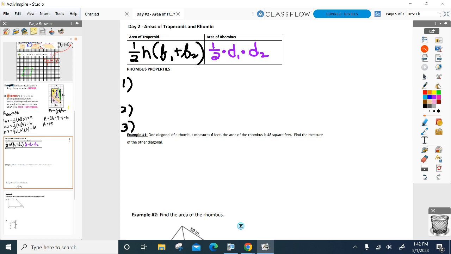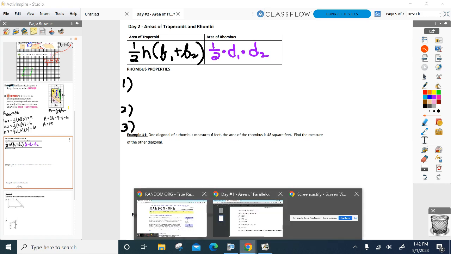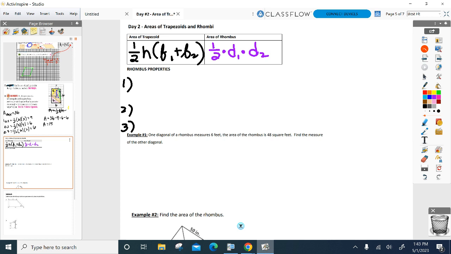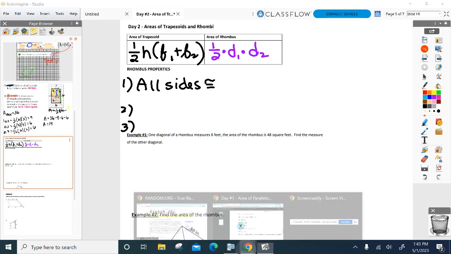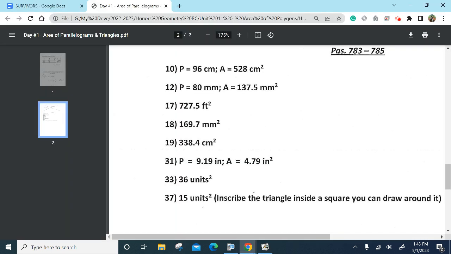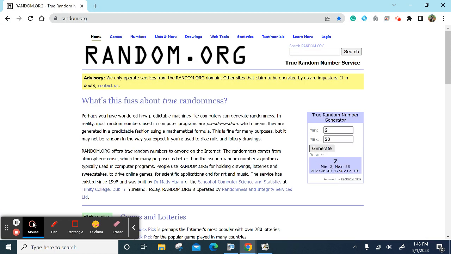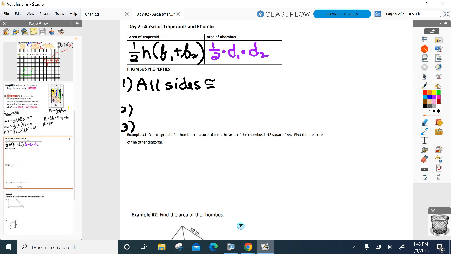All right, let's go. Let's start listing off some of them here. One property: all sides congruent. Another property here. It is also, remember, a parallelogram. So any parallelogram property it's going to have, including this one. This will be a huge one for us today: diagonals bisect each other.